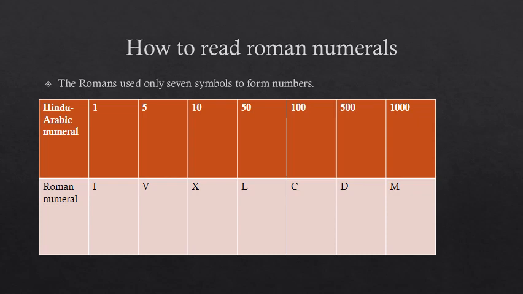On the top, you can see 1, 5, 10, 50, 100, 500, 1000. These are the Hindu-Arabic numerals, and in the second half, you can see the Roman numerals, and the symbols used are I, V, X, L, C, D, M, where I equals 1, V equals 5, X equals 10, L equals 50, C equals 100, D equals 500, and M equals 1000.